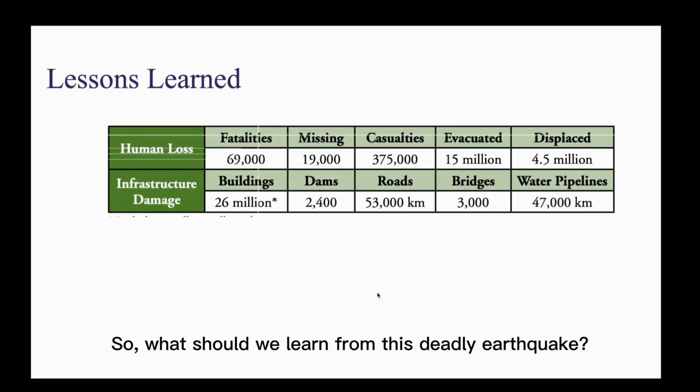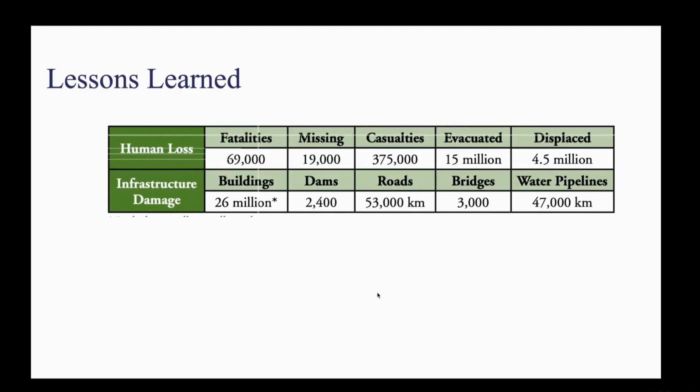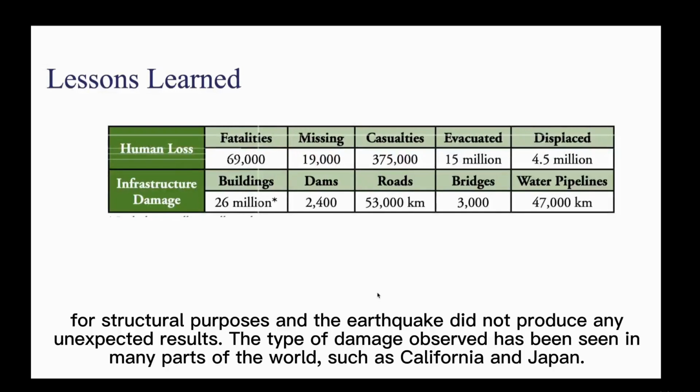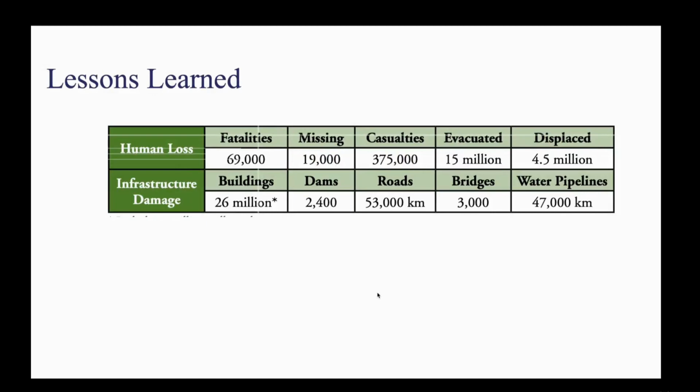So, what should we learn from this deadly earthquake? One issue that was immediately obvious from surveys of damage in the Sichuan region was that, as far as the building structures were concerned, there were no new technical lessons to be learned for structural purposes, and the earthquake did not produce any unexpected results. The type of damage observed has been seen in many parts of the world, such as California and Japan.